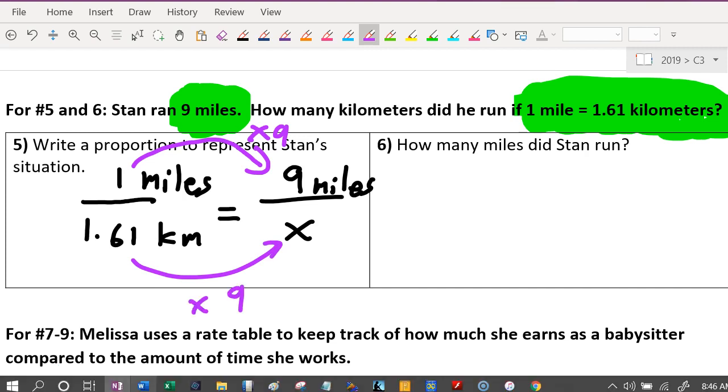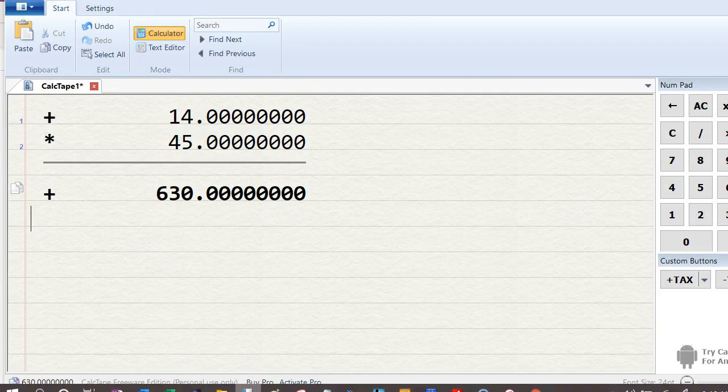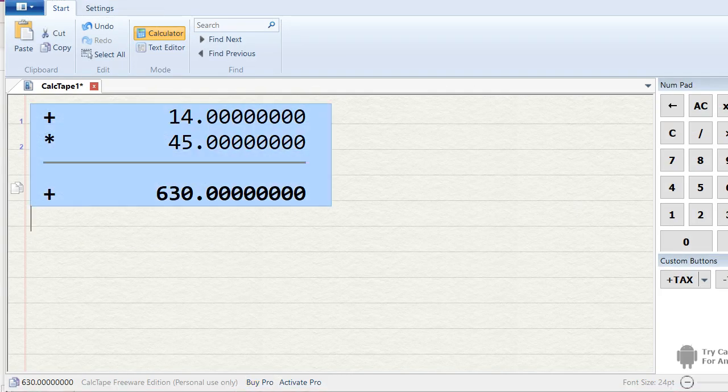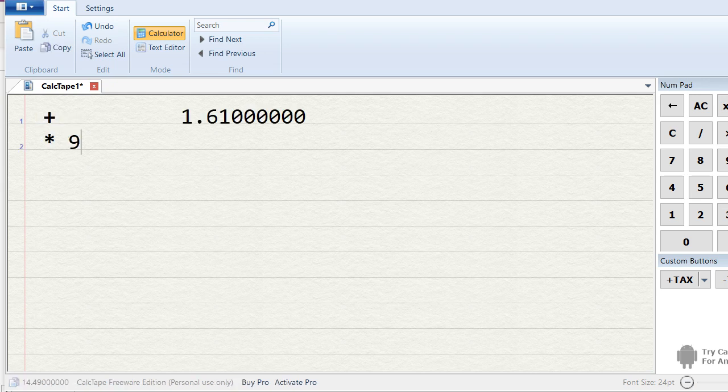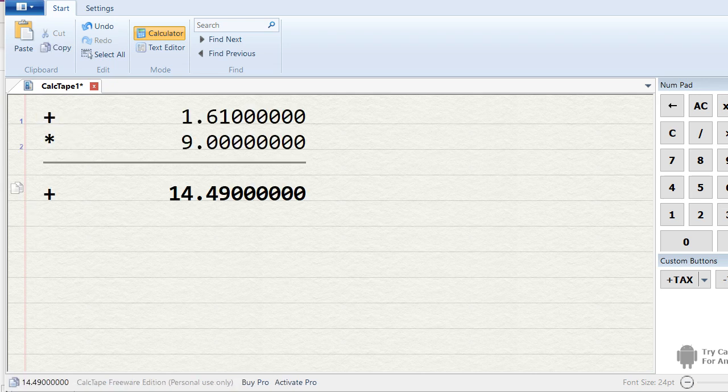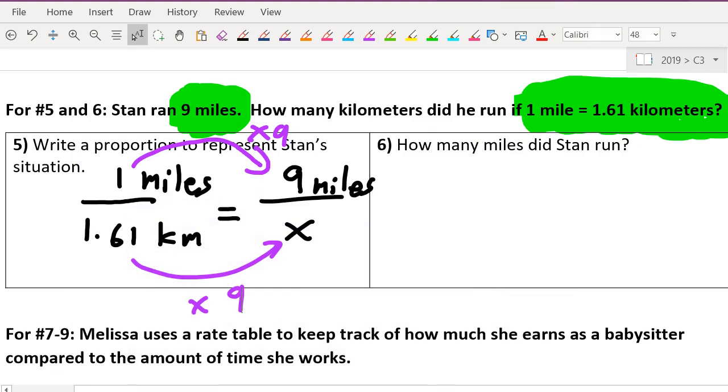So 1.61 times 9. My handy dandy calculator will tell me 1.61 times 9 is 14.49. It said how many miles did Stan? Oh, so there's a typo here. It should say kilometers. Thank you. I think because there was a different version of the review and we changed it, so we made a mistake. So how many kilometers did Stan run?